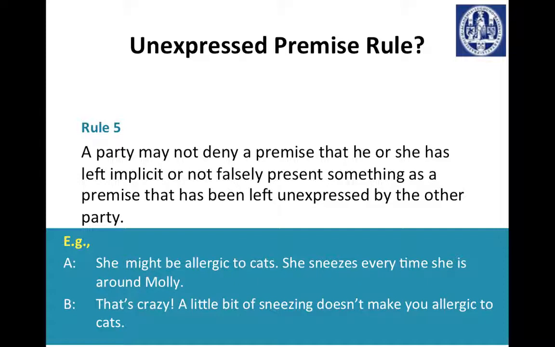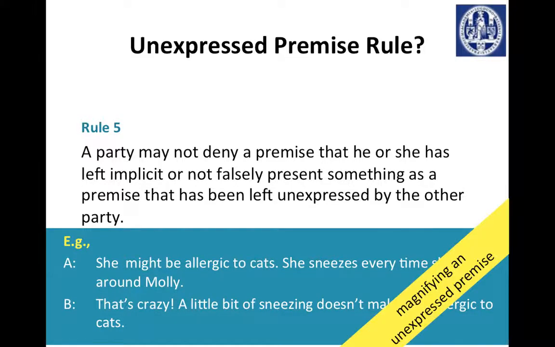Now take a closer look at the argument that A presents. She says, she, the person referred to, sneezes every time she is around Molly. So it's a structural thing here. While B presents it as a little bit of sneezing, and that it doesn't mean that you're allergic to cats. So something is going on here. B misrepresents what A exactly has said. And we can say it's actually a fallacy here. It's a fallacy of magnifying an unexpressed premise.